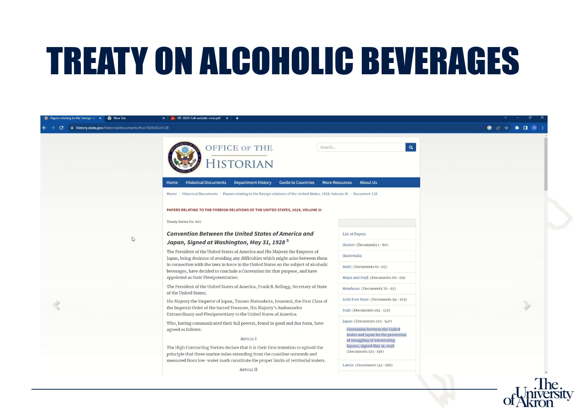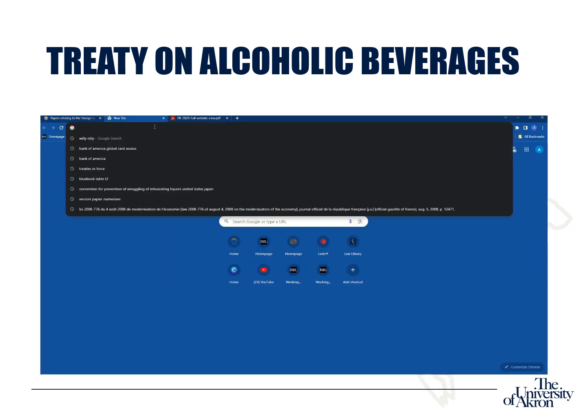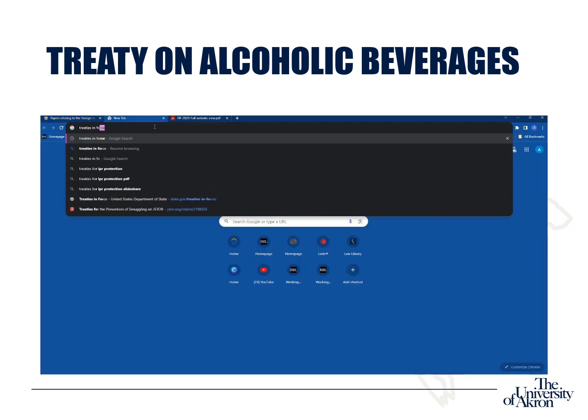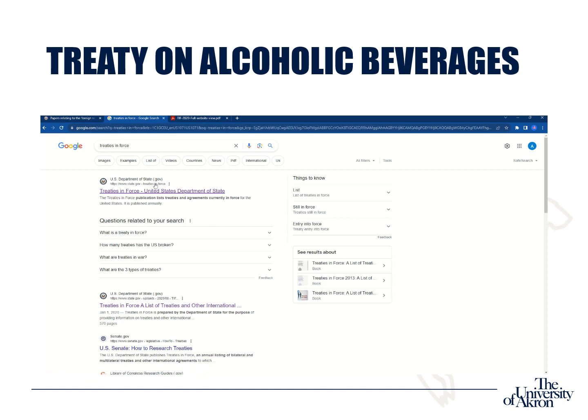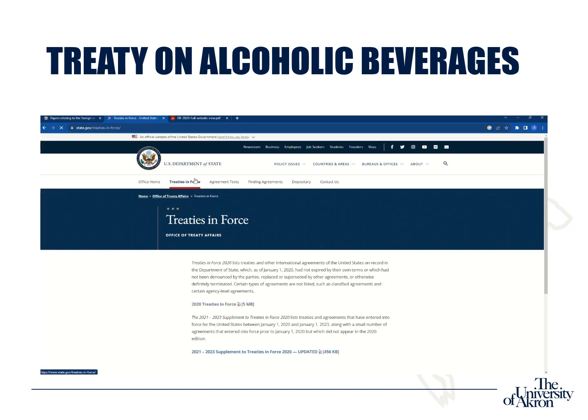How do we find a parallel citation? First, we have to remember, is the US a party to this treaty? Yes, it's a treaty between the US and Japan. If the US is a party, it's easier because we just need to look in Treaties in Force, a publication of the US State Department. So it's very easy to find just by plain old Googling.